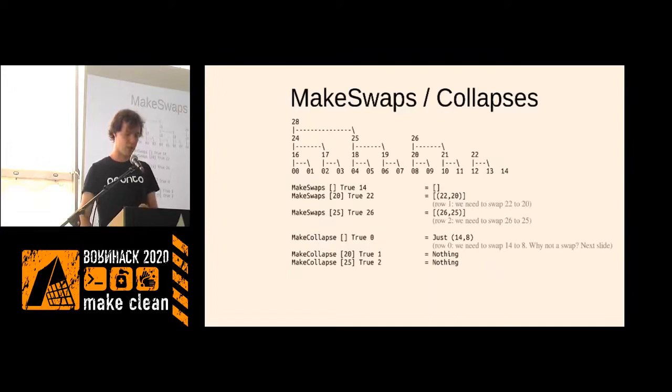And what are those? Those are actually the swaps we need to make to reorder the tree such that the nodes that we want to delete are deleted. So this is all derived from that list of deletion elements we wanted to get rid of.